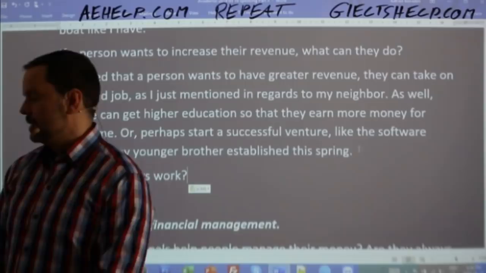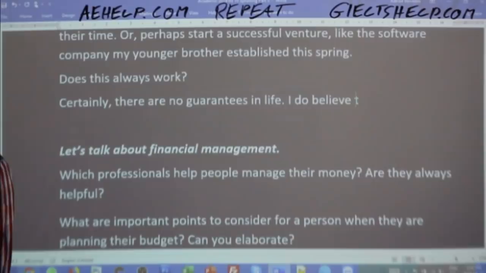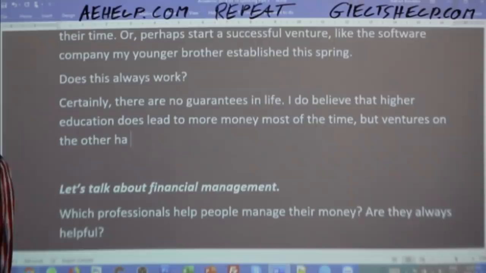One way that you can start this off is by, certainly there are no guarantees in life. I do believe that higher education does lead to more money most of the time, but ventures, on the other hand, can often cost money for the investors, especially these days.